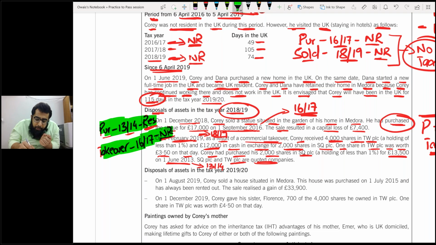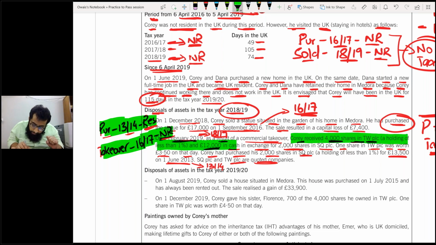Whenever there is a paper-to-paper takeover, there are two types of considerations which you have received: 4,000 shares and 12,000 pounds in cash. Now, 4,000 shares means share for share exchange, no gain, no loss.